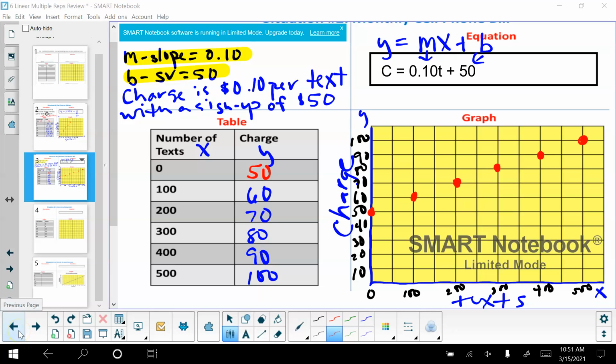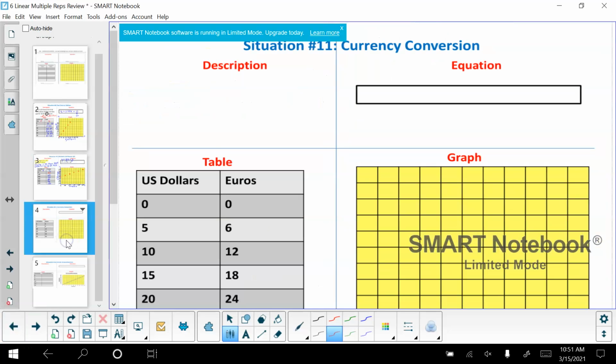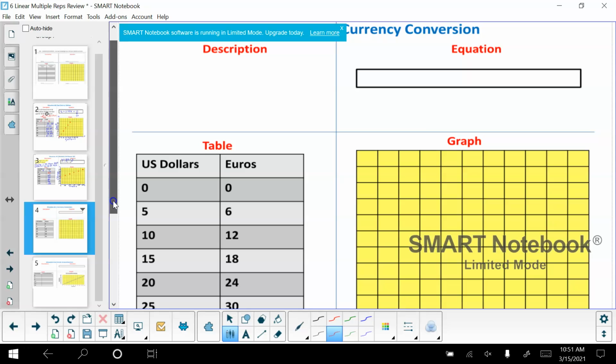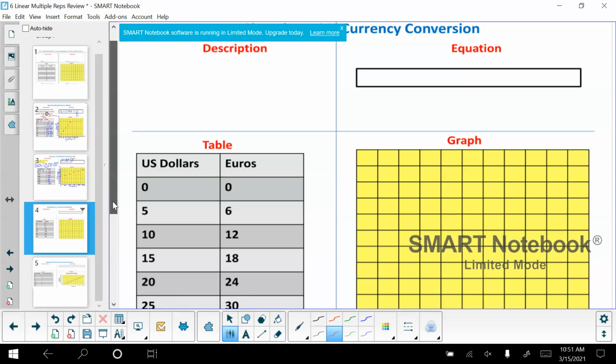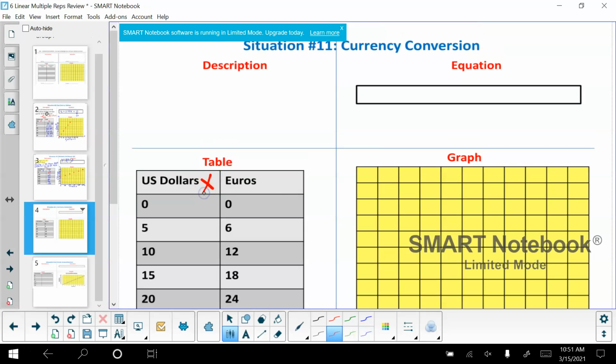This is going to be our third linear multiple reps recording, and this is going to be given a table. The other ones we were given a description and equation. Now we're going to be given a table. Okay, so I'm going to go ahead and label my table X and Y, so I can remember X is my US dollars and Y is my euros.